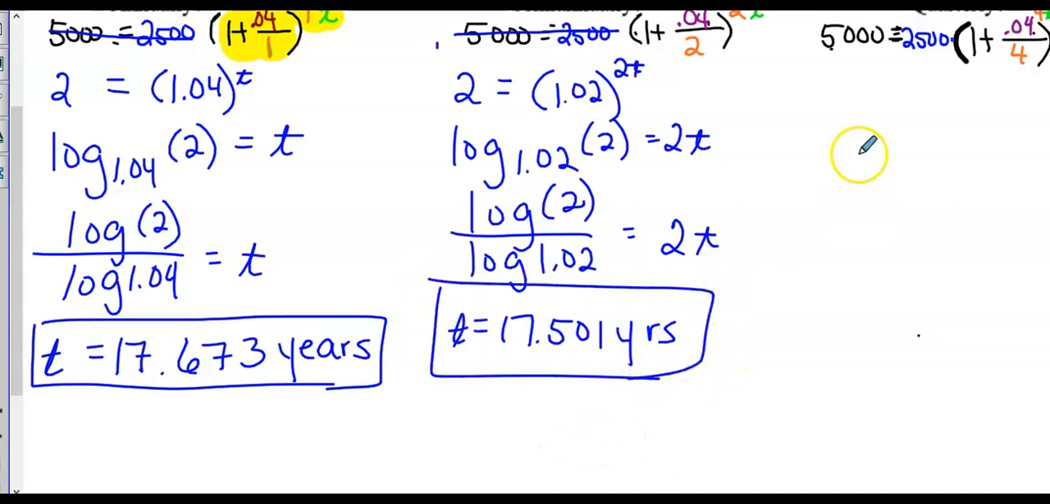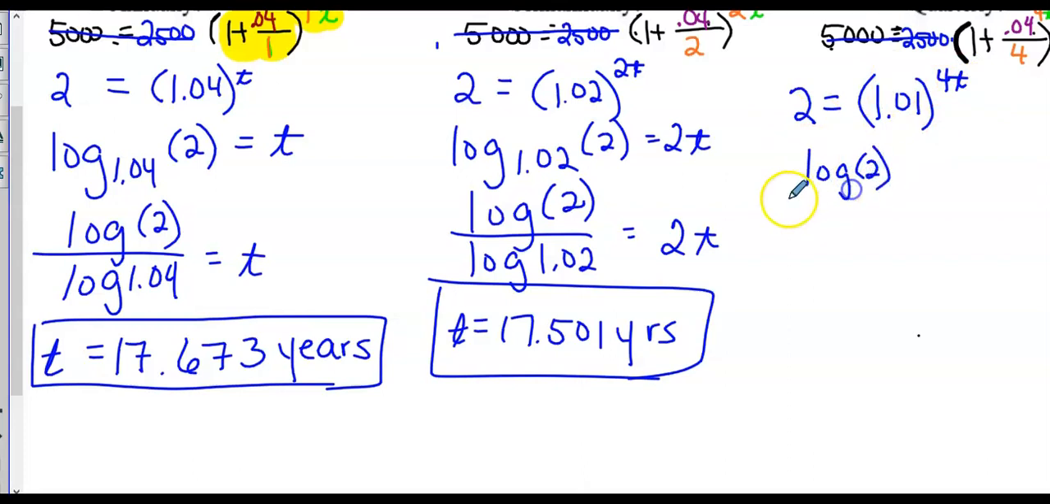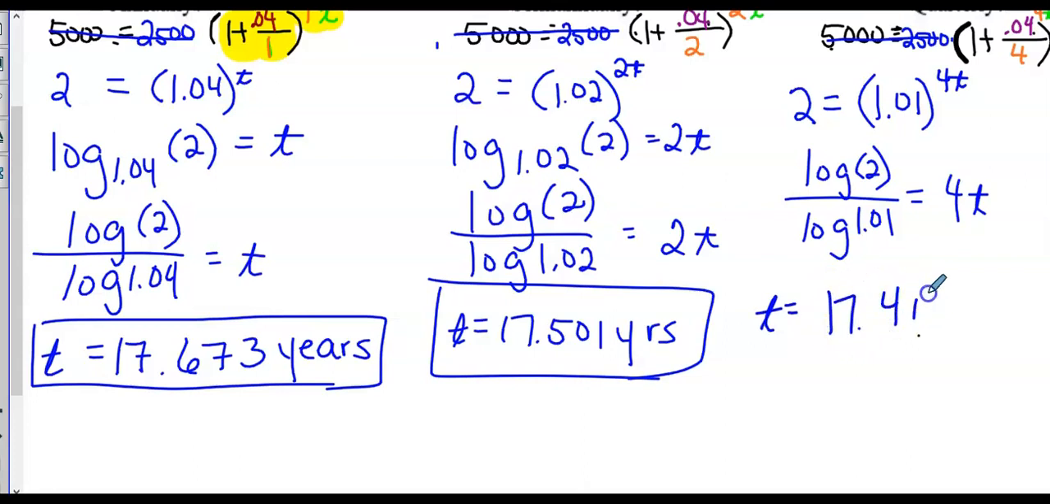Okay, same thing on this one. Divide by 2,500. And then in parentheses, it's going to be 1.01. And this is to the 4t. This one was quarterly. I'm not going to rewrite this in log form. If you have an equation like this, it's going to be log 2 over the log of the base, equals 4t. So you go over and get this in your calculator, and then you divide it by 4, and you would get 17.415.